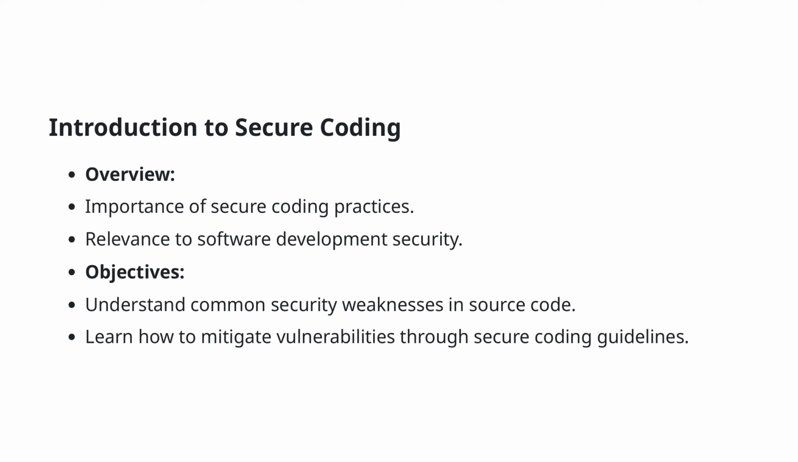In the context of software development security, secure coding is instrumental in safeguarding applications from myriad vulnerabilities at the source code level. Our main objectives here are to understand the various common security weaknesses that can be present in source code and to learn effective strategies to mitigate these vulnerabilities through established secure coding guidelines. By adopting secure coding standards, we can significantly reduce the risk of unauthorized access, data breaches, and other security incidents. Let's make sure we grasp these essential concepts as we move forward in this domain.